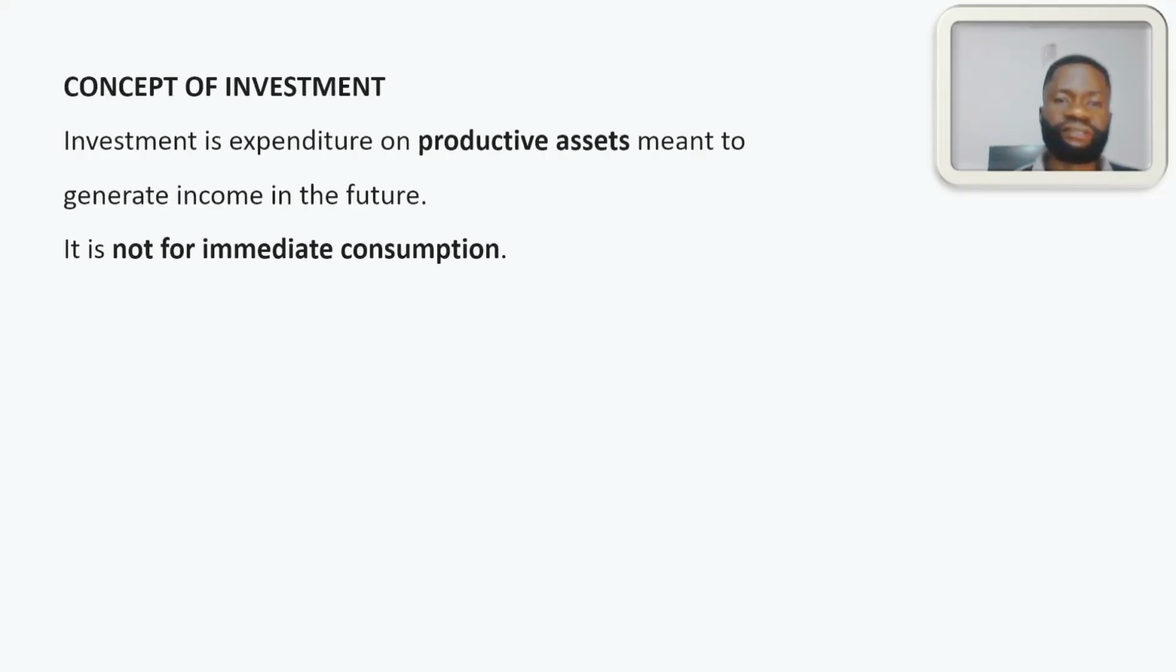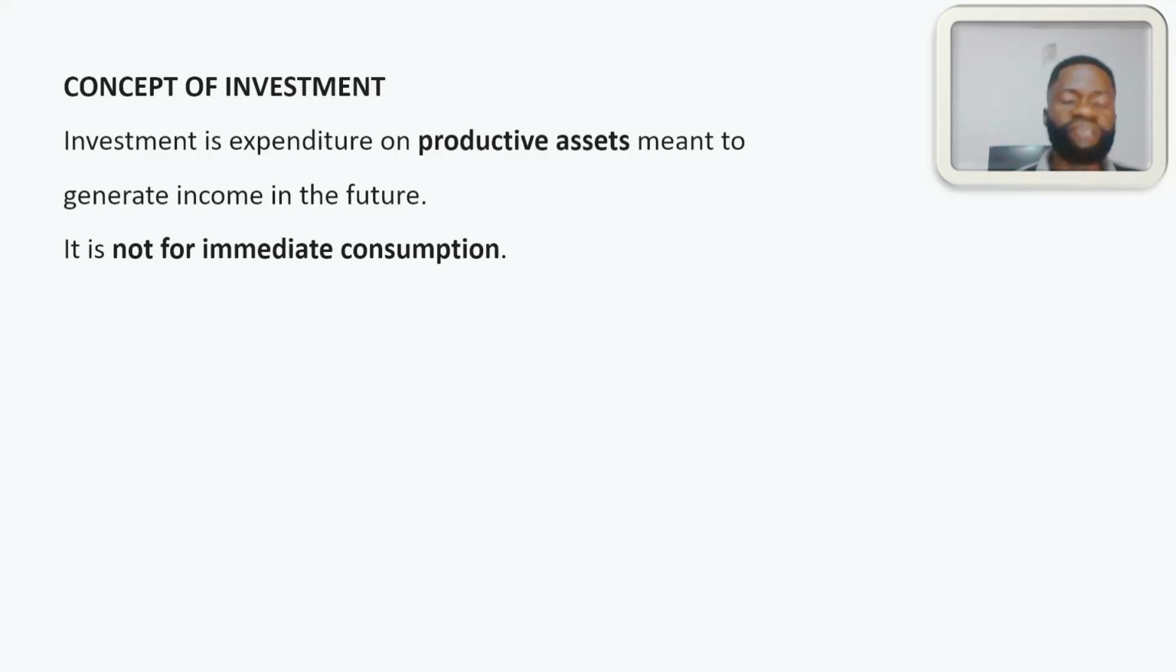So now let's go to the next point, which is investment. What do we mean by investment? Investment is expenditure on productive assets that is meant to generate income in the future. So we can say that investment refers to expenditure on productive assets made with the aim of generating income or profit in the future. These assets are not meant for immediate consumption, but are used to produce goods and services or to increase productive capacity.